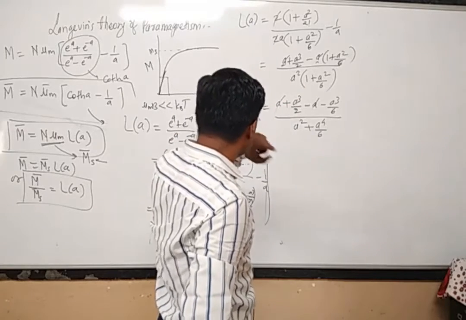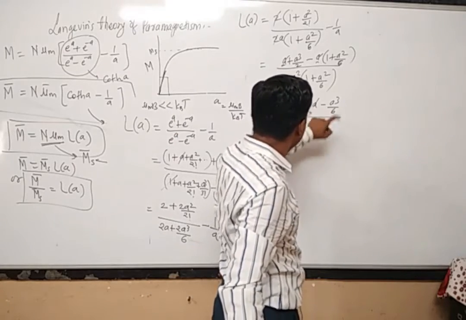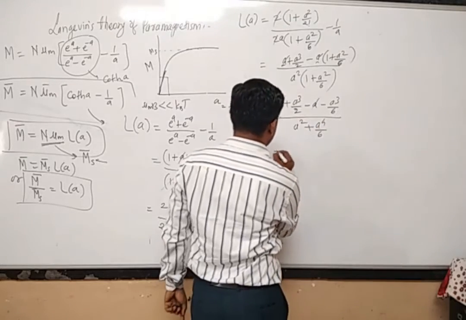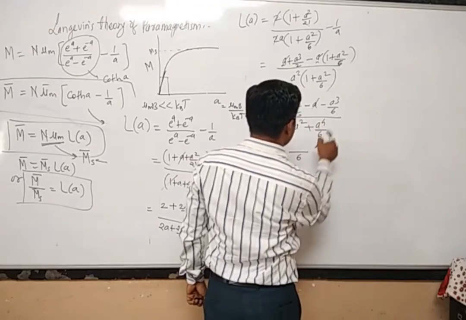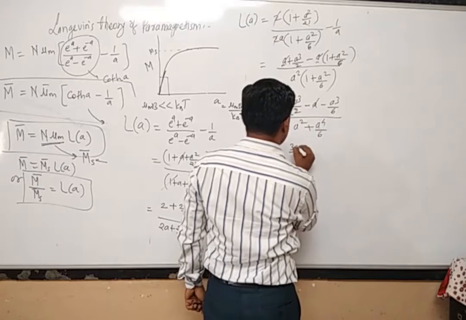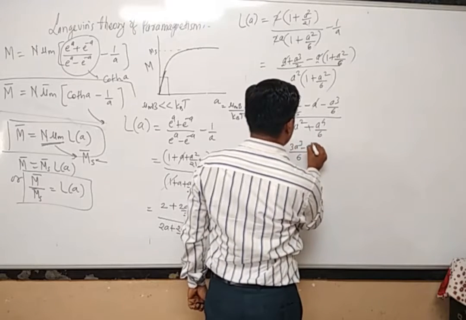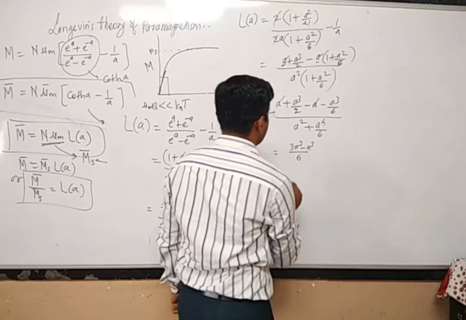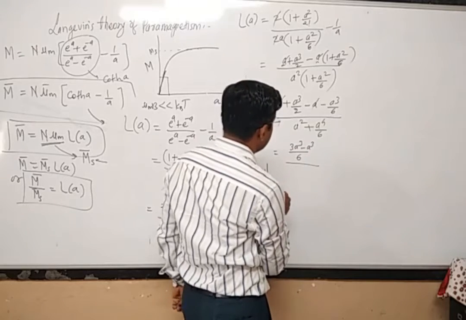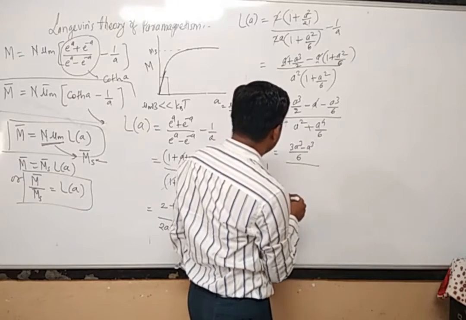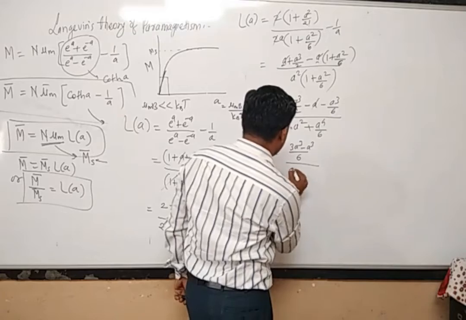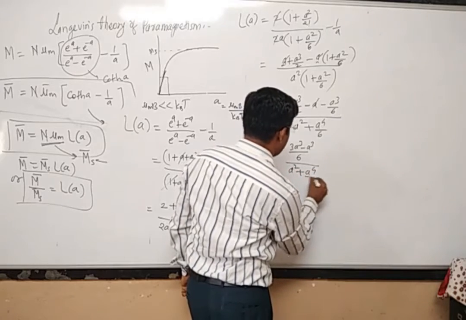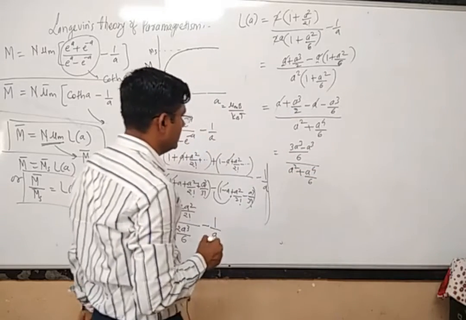With a minus sign. Okay. So a cube by 2, a cube by 6. So what will be the LCM will be 6, 3 thrice a cube minus a cube, means twice a cube. Okay. And on the denominator it will be a square plus a raised to power 4 divided by 6.